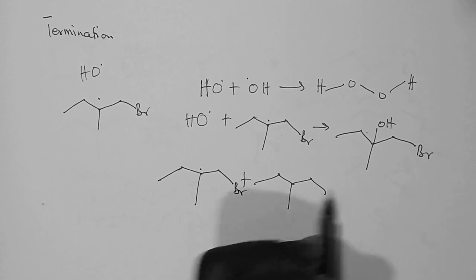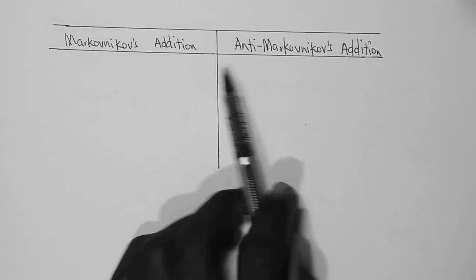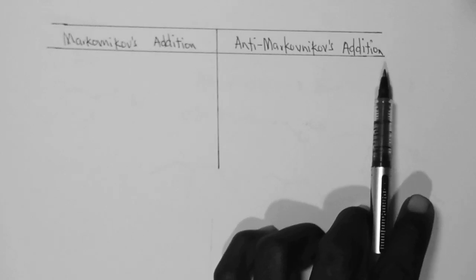Sorry, there's a Br here. There's also a Br here. This molecule. Let's talk about the dichotomy between the Markovnikov's addition and the anti-Markovnikov's addition.